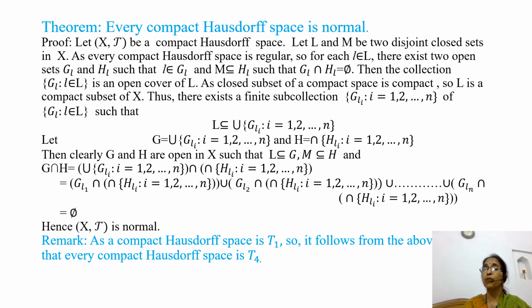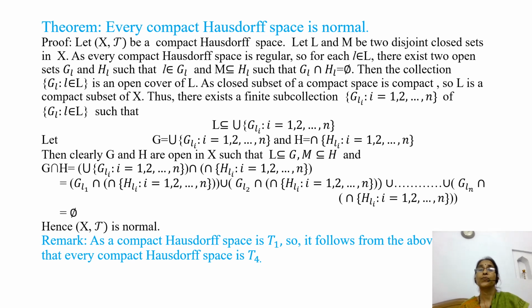Let X be a compact Hausdorff space, and to show that this is normal we need two disjoint closed sets. Let L and M be two disjoint closed sets in X. As every compact Hausdorff space is regular, we have proved this result earlier. So for each small l belongs to capital L, there exist two open sets G_l and H_l such that G_l contains l, H_l contains M, and G_l and H_l are disjoint.